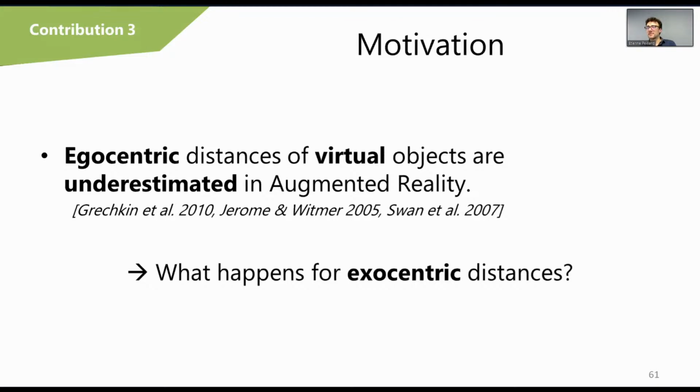In fact, the most consistent result for egocentric distance estimation in augmented reality is that distance for virtual elements is underestimated compared with the results obtained for real elements. As such, we wonder if the bias that occurs for egocentric distances can also apply for exocentric distances.